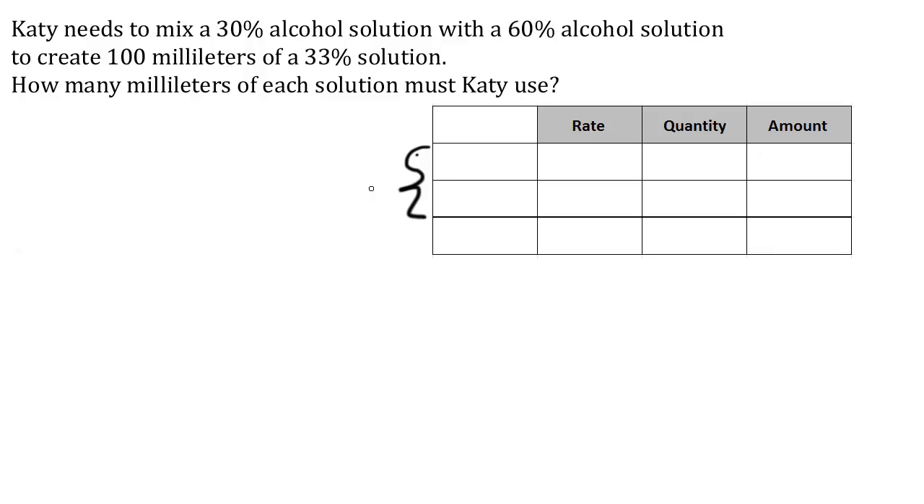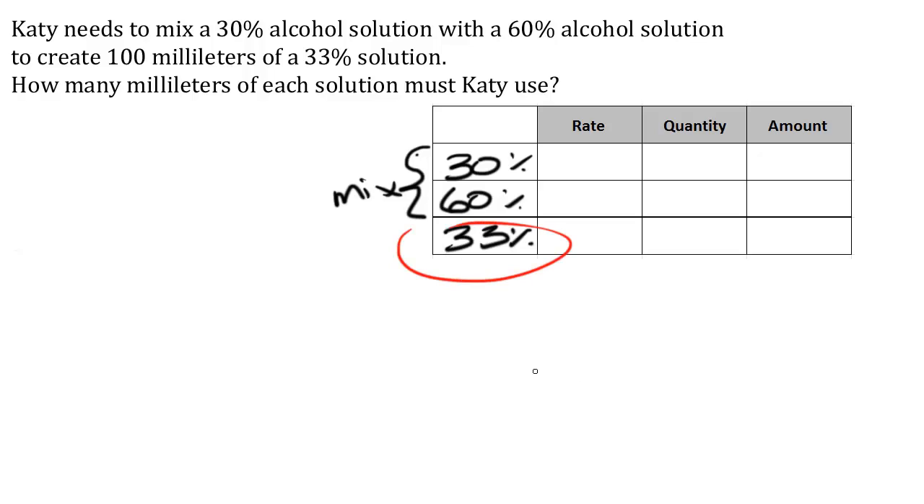So in the end here, we're trying to mix two things. In this case, what we're mixing is a 30% solution with a 60% solution, and we're trying to get to a 33% solution. It's important that when we're mixing, our final result needs to be somewhere between those two. It can't be greater than the biggest or less than the lowest rate right there.